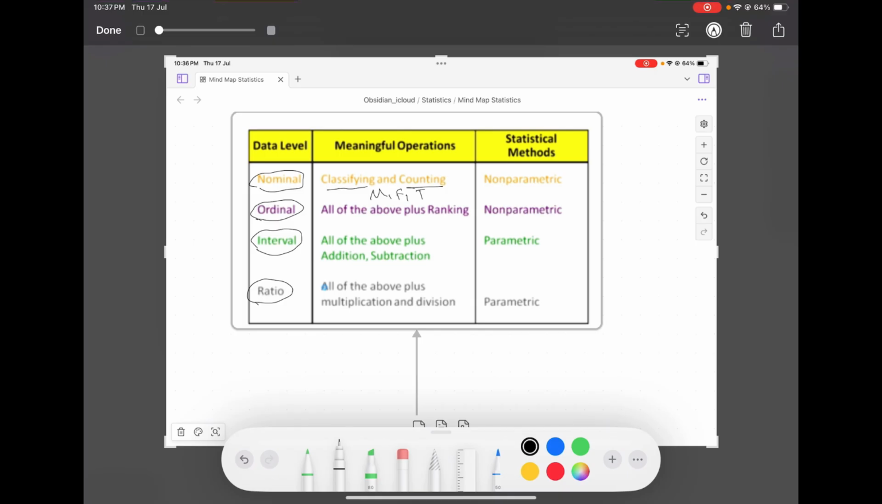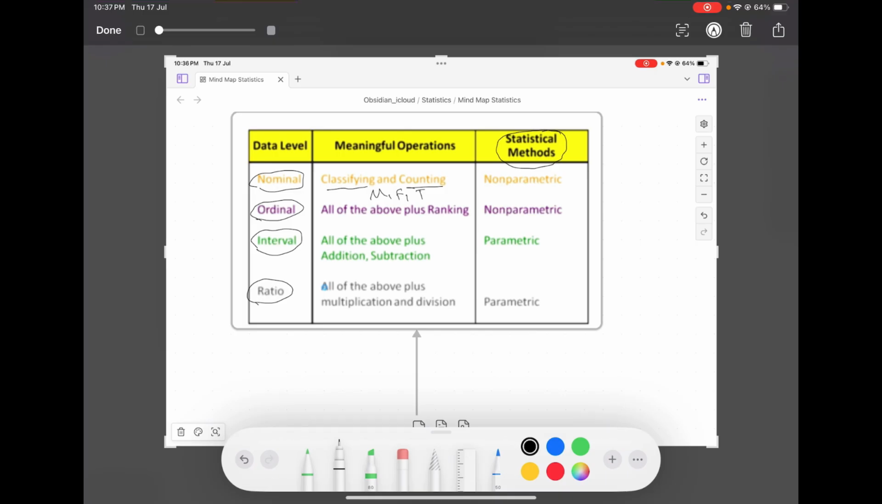Later we will learn about some statistical methods, like parametric and non-parametric. That comes under inferential statistics. In that case, if the data is nominal and ordinal, we will use non-parametric methods. And if the data given is interval or ratio, then we will use parametric methods. We will learn in detail about that in another video when we learn about inferential statistics.